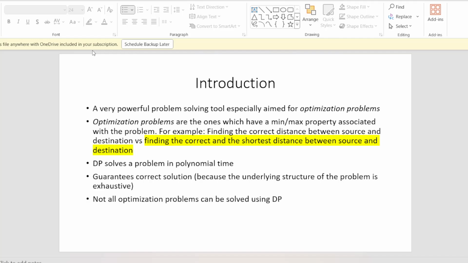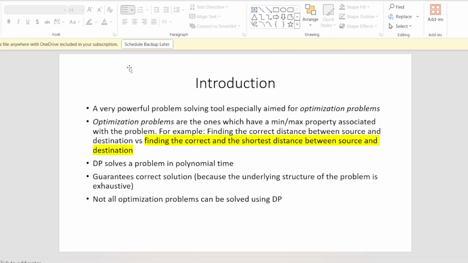প্রথমে আমরা ইন্ট্রোডাকশন দিয়ে শুরু করি। আমরা পূর্বে রিকারশন, ডিভাইড এন্ড কনকার দেখে এসেছি। ডায়নামিক প্রোগ্রামিং, or DP in short, is another problem-solving technique, in fact a very powerful one. DP is aimed to solve optimization problems. Now, what are optimization problems? These are the problems which have a min or max property associated.